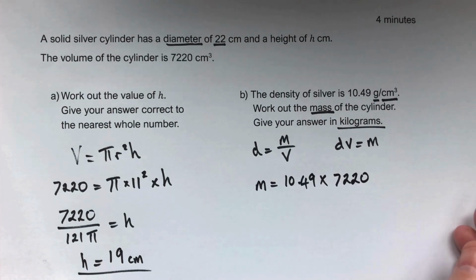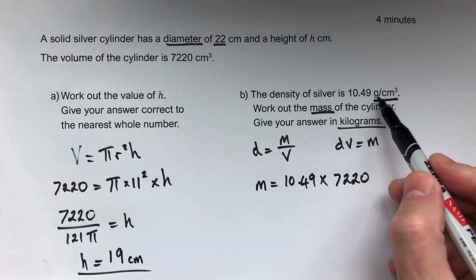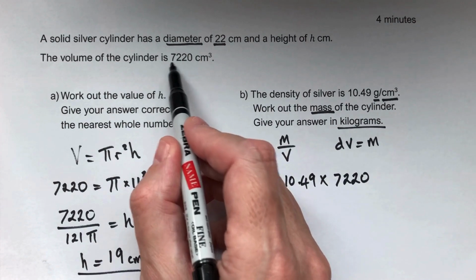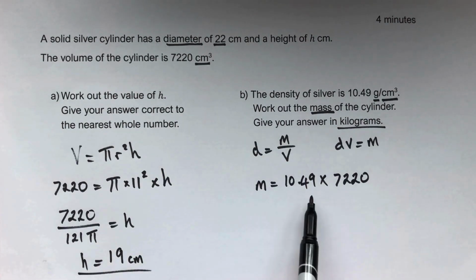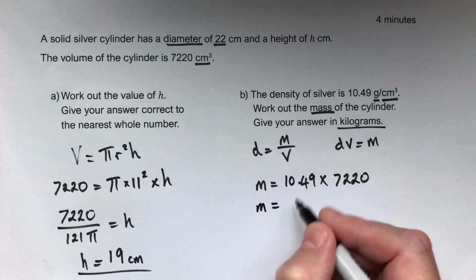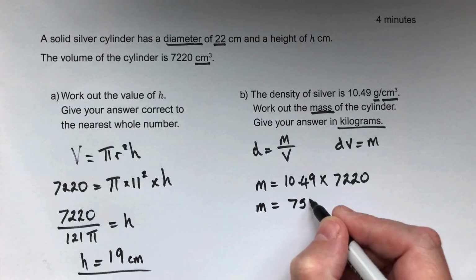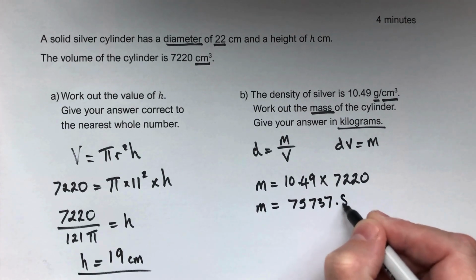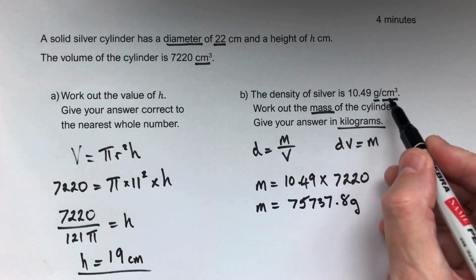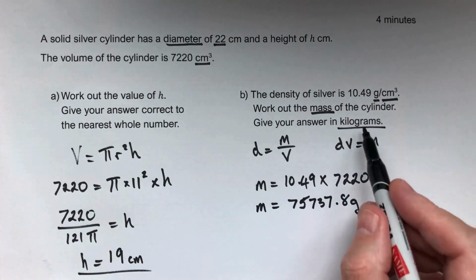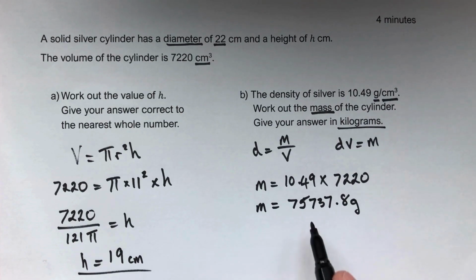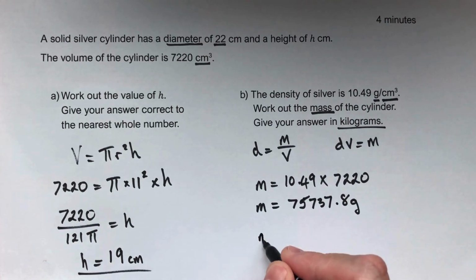Just double check that all the units match up. Our density is in grams per cubic centimetre, so we should make sure that our volume is in cubic centimetres, which it is. Type this into your calculator and you get m equals 75,737.8. Now this mass is going to be in grams because the density was in grams per cubic centimetre. We need to convert to kilograms. Every 1,000 grams makes 1 kilogram, so we divide this by 1,000.